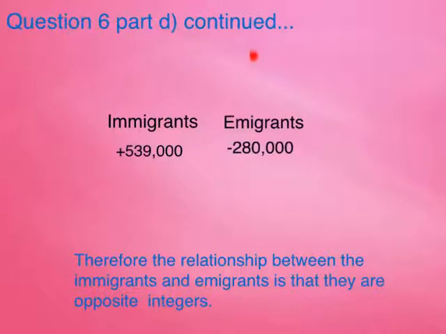Question 6, Part D continued. Since there was an increase of 539,000 immigrants and a decrease of 280,000 emigrants, the relationship between the immigrants and emigrants is that they are opposite integers.